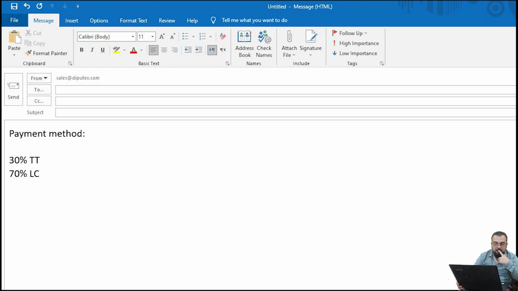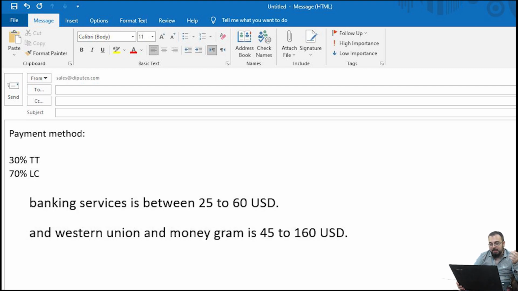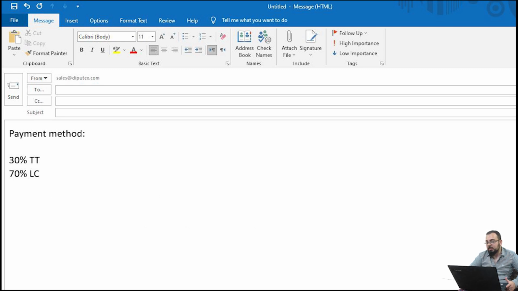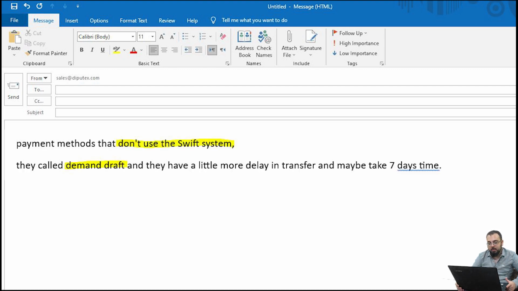About commission, it depends on your country and destination. Banking services are between $25 and $60, and Western Union and MoneyGram are $45 to $160, right? Payment methods that don't use the SWIFT system are called demand draft, and they have a little more delay in transfer and may take 7 days. So these methods are named DD, not TT, right? Demand draft.